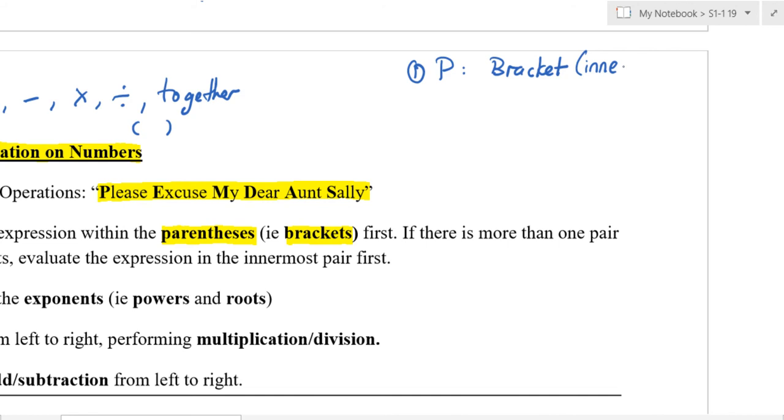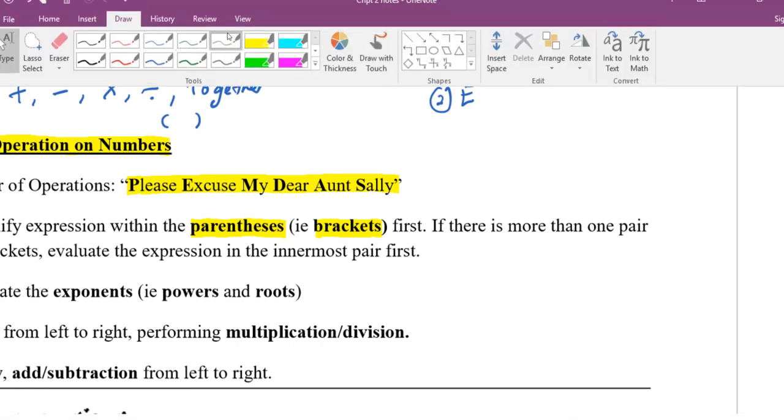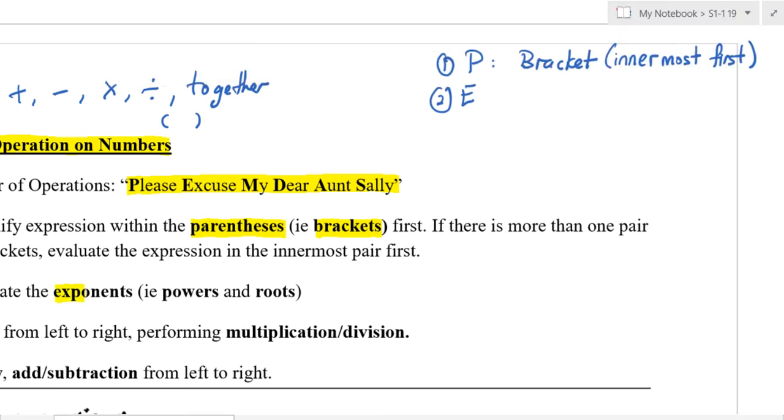Can you write down something? The P means bracket, but if I have many brackets, which one do I do first? The innermost first. Later I explain. So the P stands for bracket. Now, E stands for what? E stands for exponent.